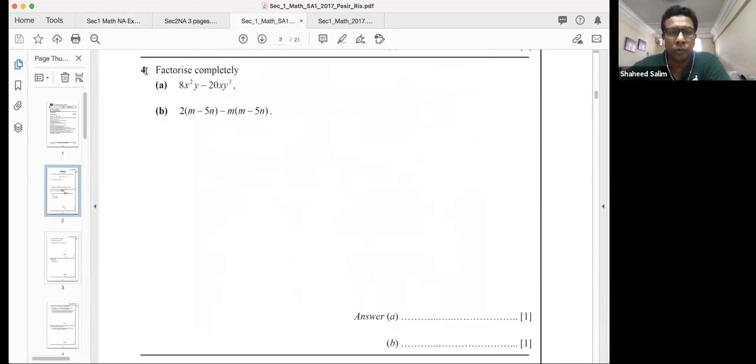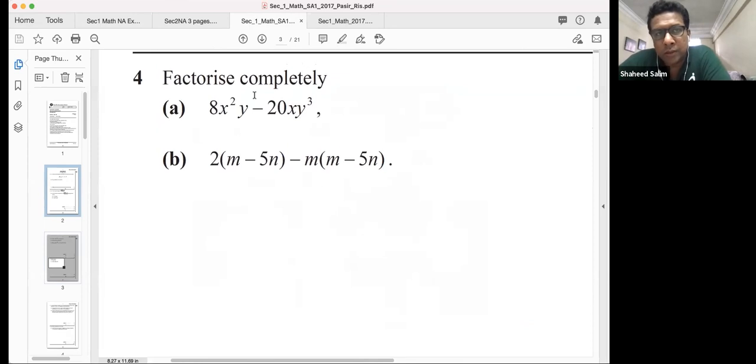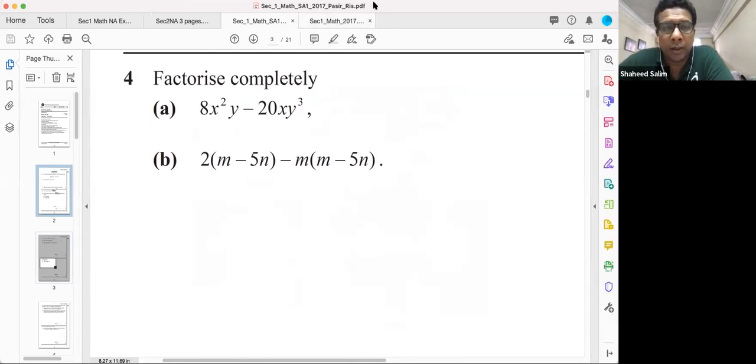This is an SA1 Sec 1 paper. So express one, and can you try 4A and 4B? You know what factorize is, right? To take out the common factors.